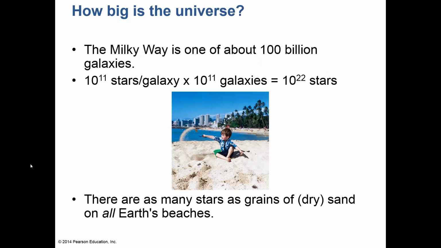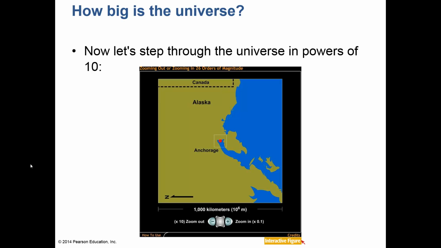So our galaxy, the Milky Way, which is kind of a big galaxy, is one of just 100 billion galaxies. And when you take 100 billion galaxies times 200 billion stars, you get a really, really large number. There are as many stars in the universe as there are grains of sand on all of Earth's beaches. That's a good way of looking at it.